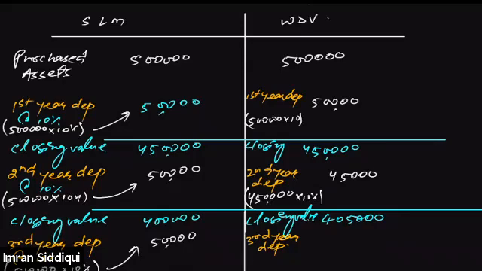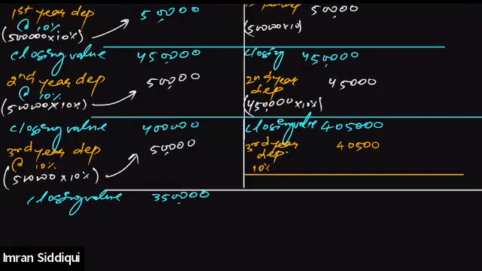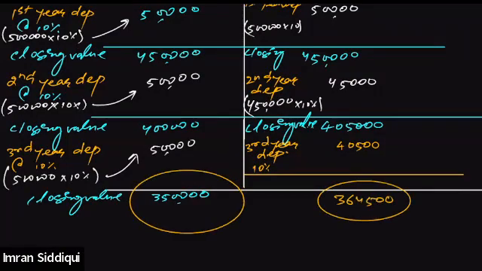So this time depreciation will be calculated 10% on 4,05,000, which will be 40,500. And subtracting this, we will get the closing value of the third year. All right. So 4,05,000 minus 40,500. This will give us 3,64,500. So you're able to understand the difference.